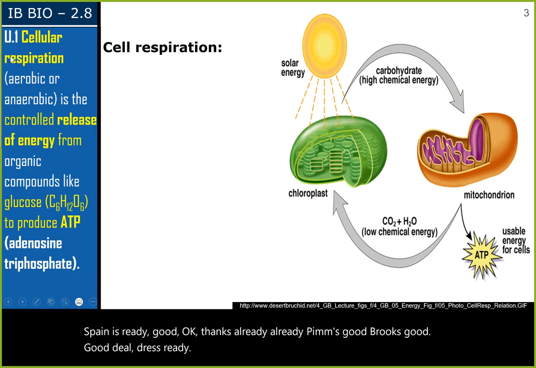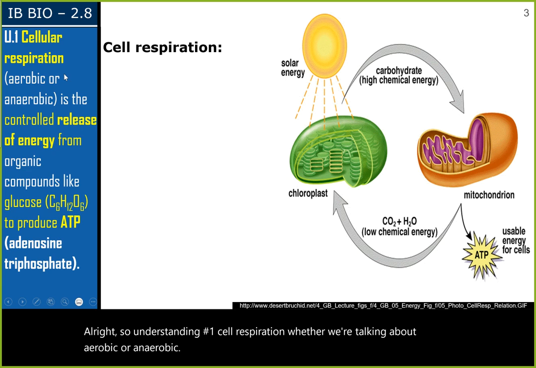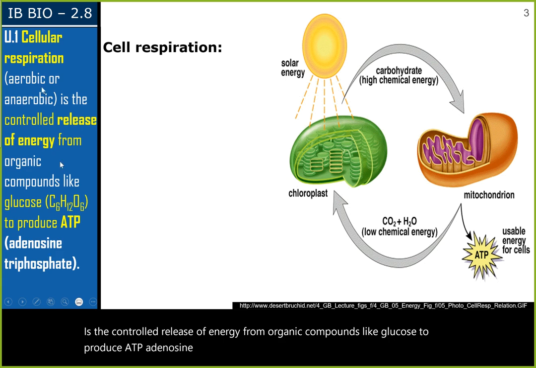All right. So understanding number one, cell respiration, whether we're talking about aerobic or anaerobic, is the controlled release of energy from organic compounds like glucose to produce ATP, adenosine triphosphate. So that's our understanding. So let's break that down and really talk about what that means.